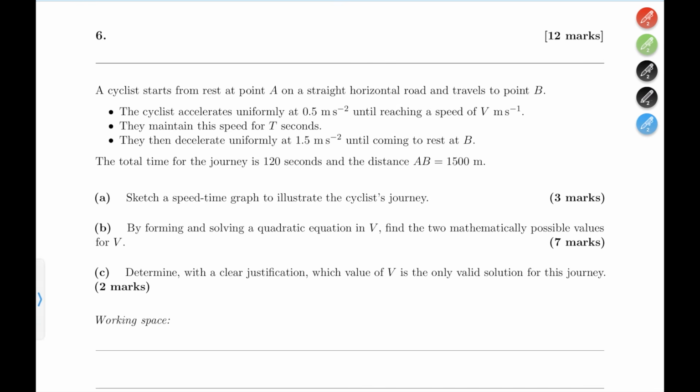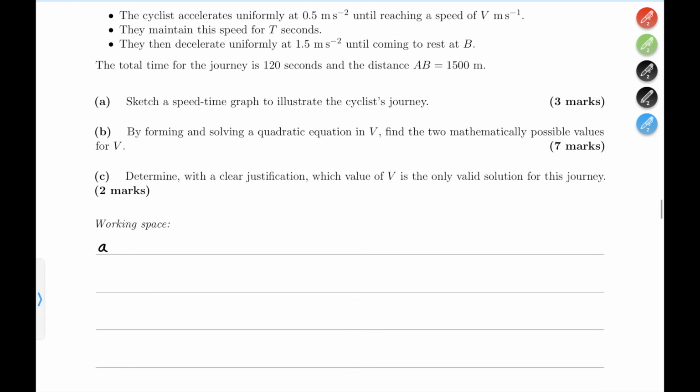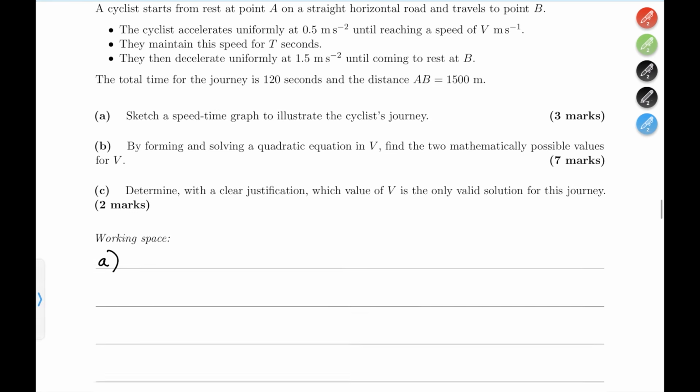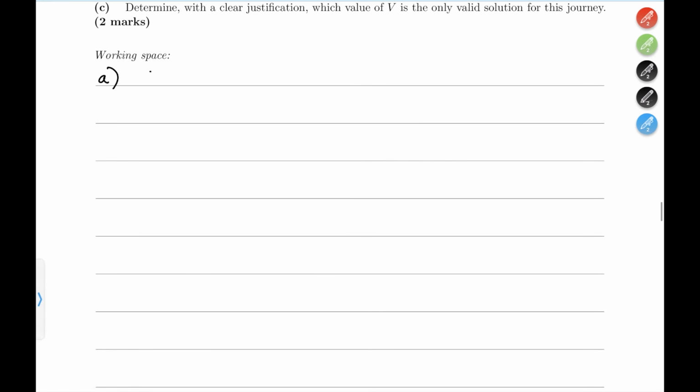So our first mechanics question is a velocity time graph, speed time graph. And they've given us some information here, but obviously not with the proper numbers. They've given us some letters instead. So we know that they accelerate uniformly at 0.5 meters per second squared until they reach a speed of v. They maintain the speed and decelerate until they come to rest. So let's sketch out this speed time graph here.